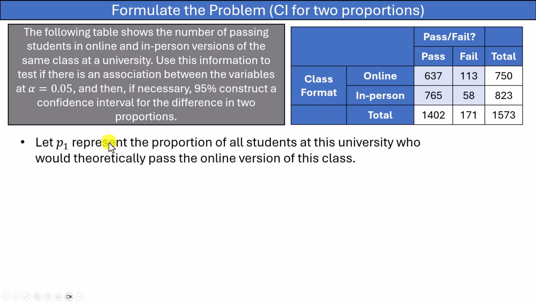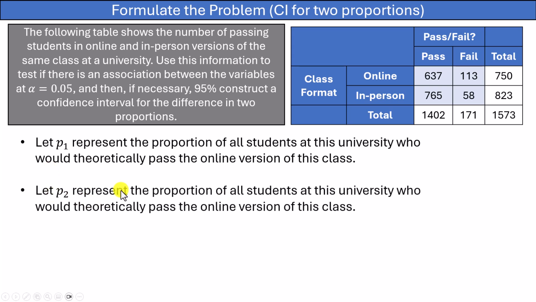So let P1 represent the proportion of all students at this university who would theoretically pass the online version of the class. I say theoretically because they're not all taking this class, but the population relates to everyone at the university. And then P2 would represent the proportion of all students at this university who would theoretically pass the in-person version of this class. And that's really all we have to do for the formulate the problem step.